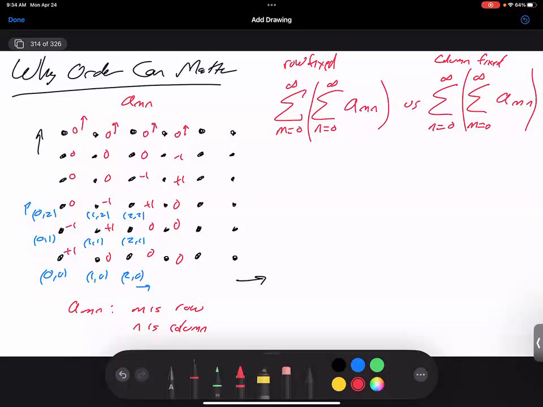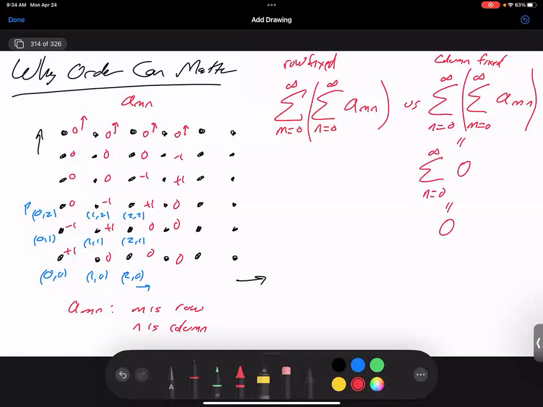So if we fix a column, what can you tell me about the sum of each column? Each column sums to 0. So this is equal to the sum, n goes from 0 to infinity of 0. And what does that equal? 0, right? If I add 0 infinitely many times, I get 0.